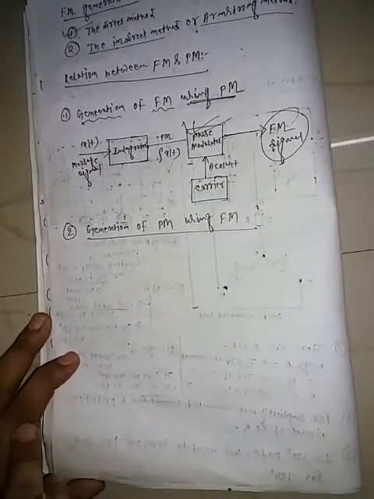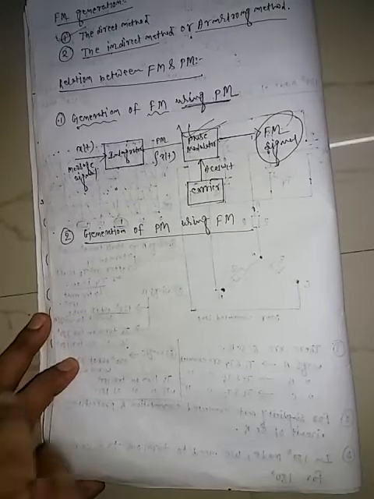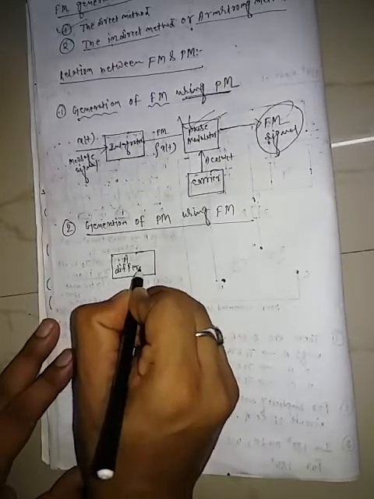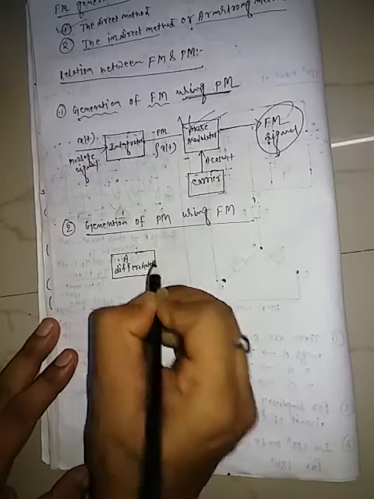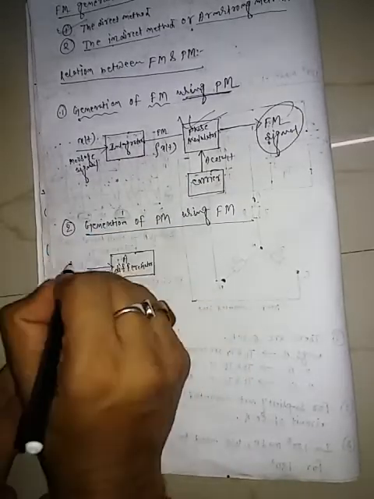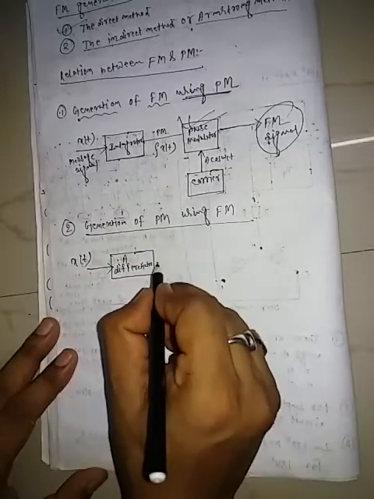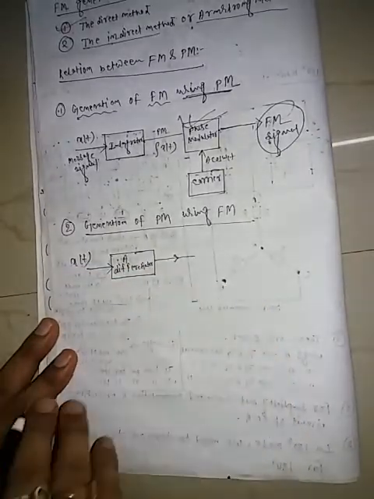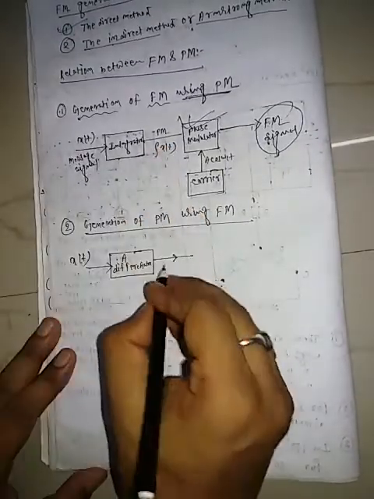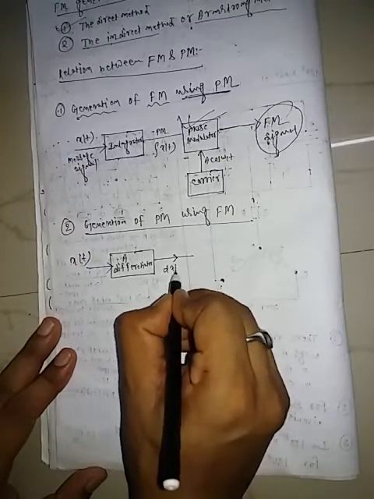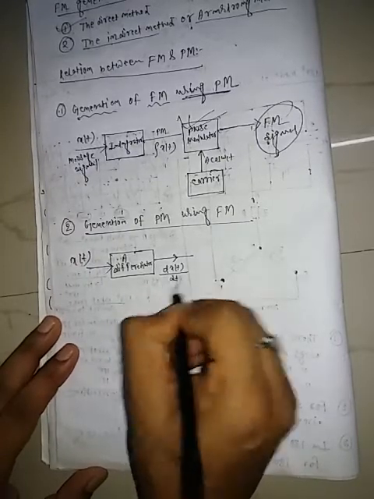But when we generate the PM signal, a differentiator is used, which takes the derivative of the signal. Here x(t) is also a message signal, and the output is the derivative form, dx(t)/dt.